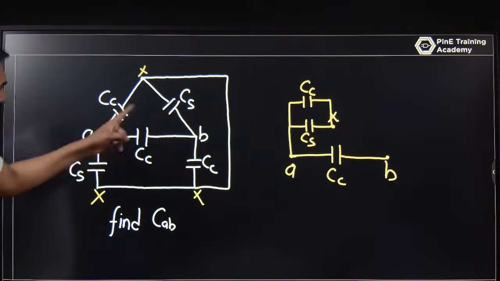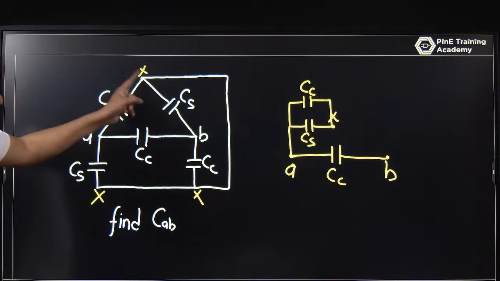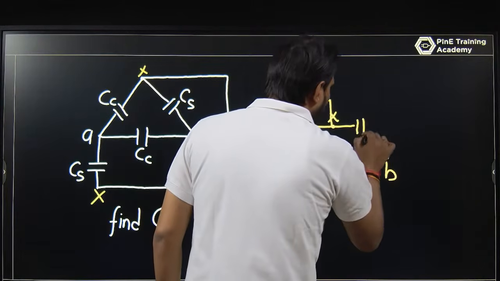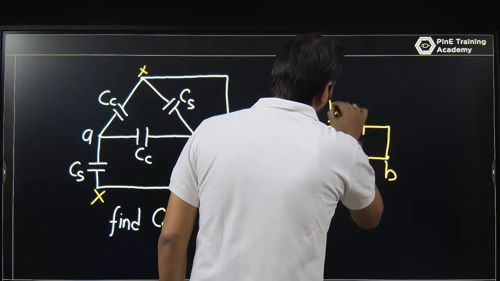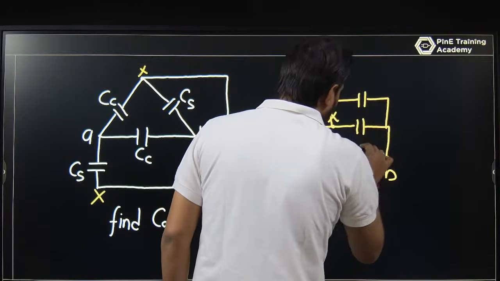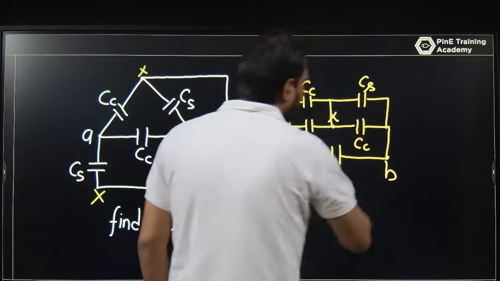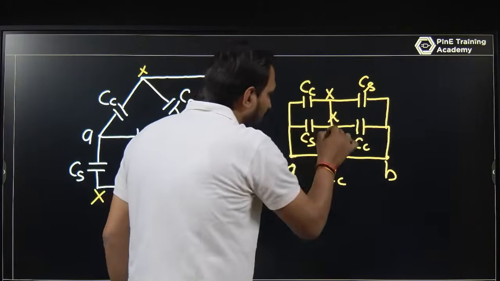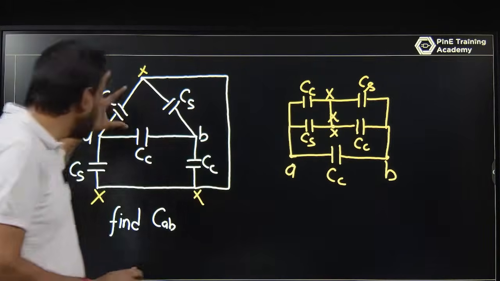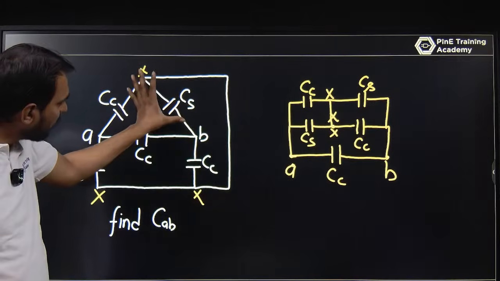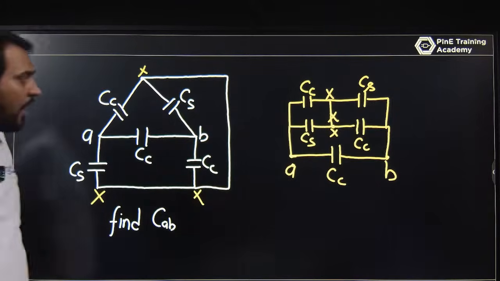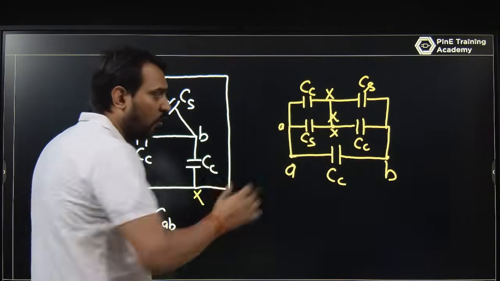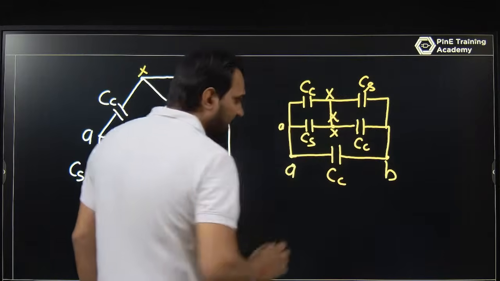Just like that, in between B to X you have a Cs and Cc. Just check it. So this is the node X: in between A to X you have Cc and Cs, in between B to X you have Cs and Cc. If you are looking from A to X, Cc and Cs are in parallel. If you are looking from B to X, Cc and Cs are in parallel.